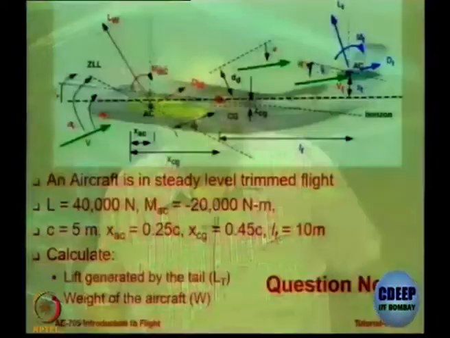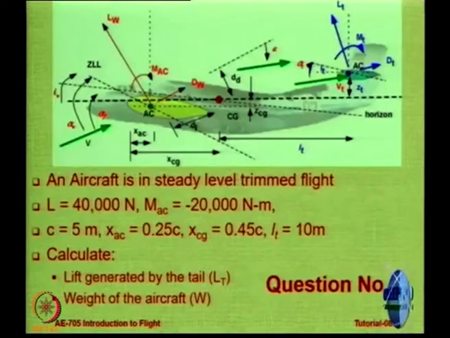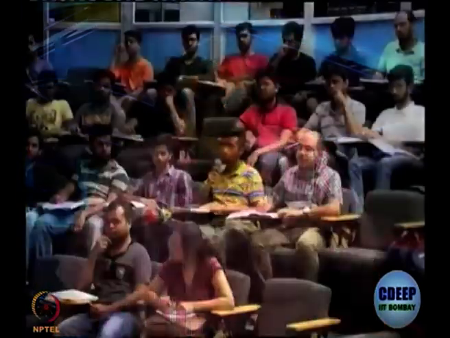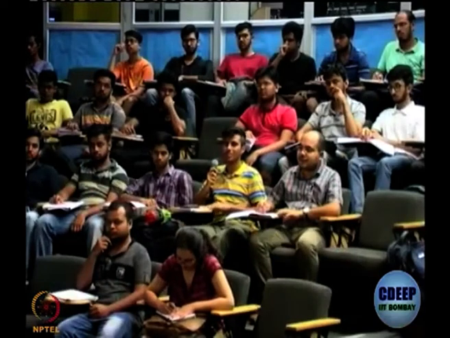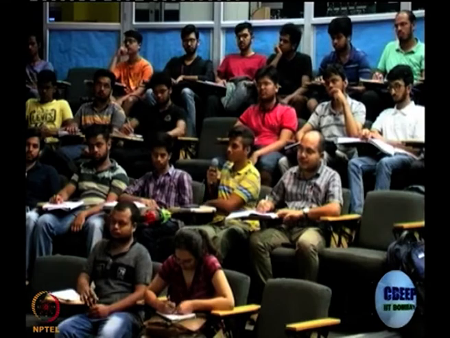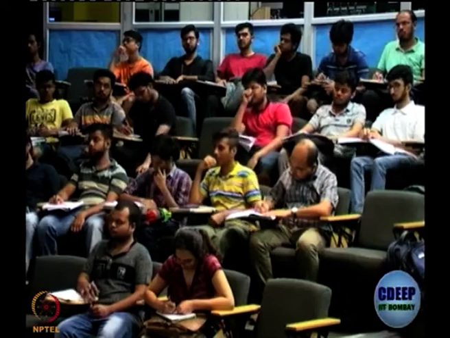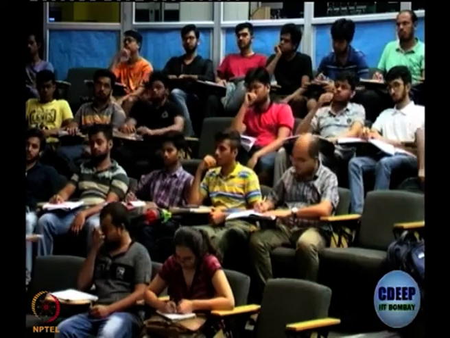Okay. So, in this case, we are saying that the aircraft is in steady level trimmed flight. Steady means what? Constant velocity and altitude? Steady is only constant velocity. Level will be constant altitude. Trimmed is no net moment on the center of gravity. So, this is the ideal condition for passengers like you and me. The aircraft is in steady level flight.